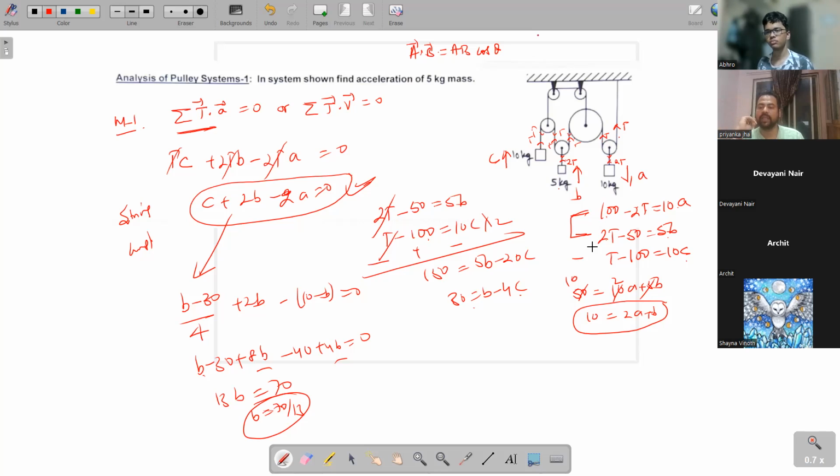बोलो सब लोग, देवयानी, अर्चित, साइना। यस सर, समझ गया। ठीक है, इसको लिखो। अभी बहुत प्रैक्टिस करना पड़ेगा अपने को. We need to practice a lot. Then only you'll have confidence.